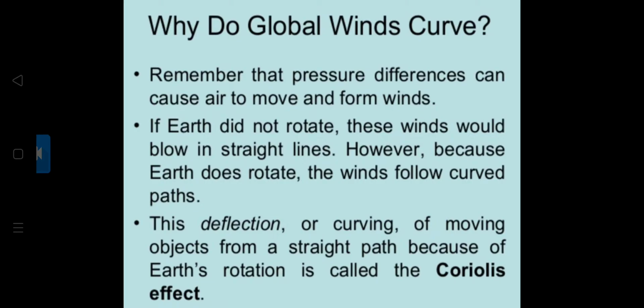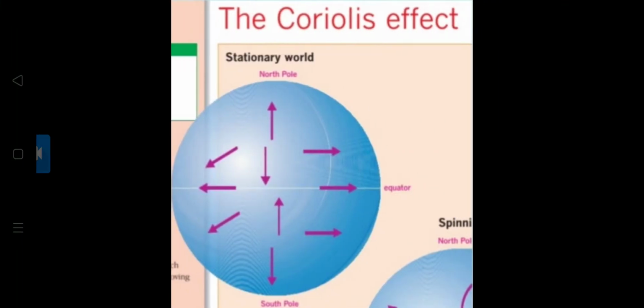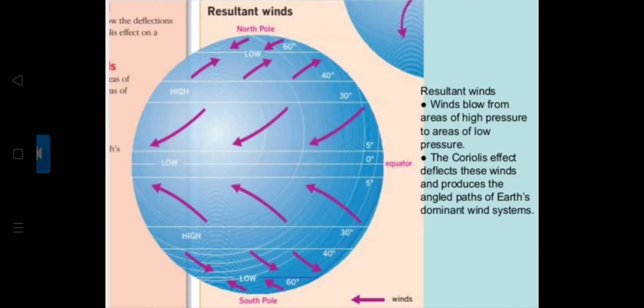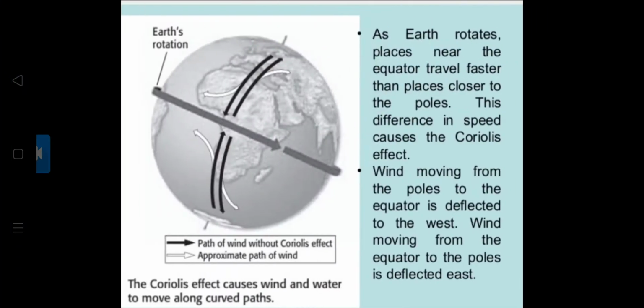We were on the Coriolis effect. This is the Coriolis effect. As Earth rotates, places near the equator travel faster than places closer to the poles. This difference in speed causes the Coriolis effect.